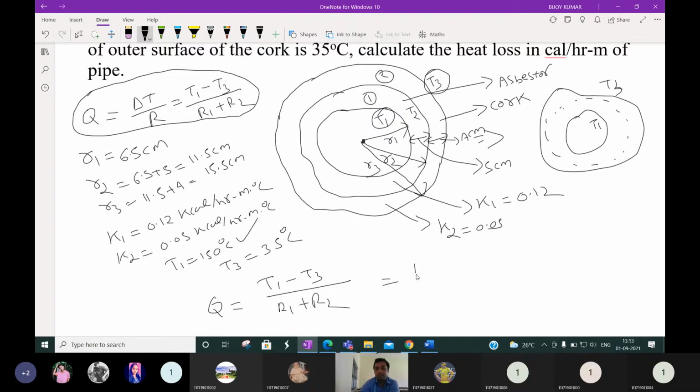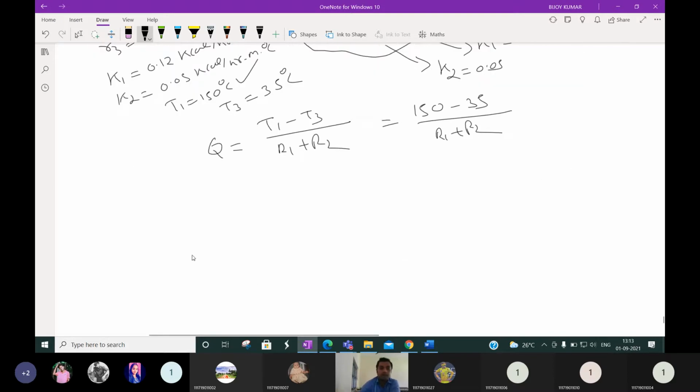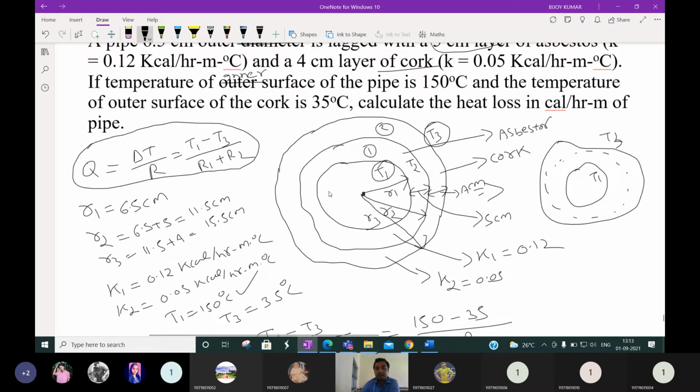So T1 is given as 150, minus 35, by R1 plus R2. Then we have to find out what R1 and R2 are. What is R1? R1 is the resistance of the first wall, the first composite cylinder. First composite cylinder means asbestos, the resistance to heat transfer by asbestos.